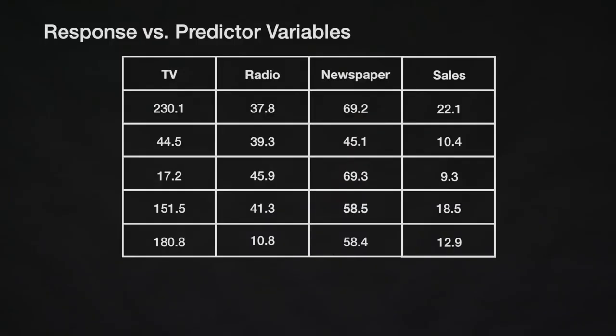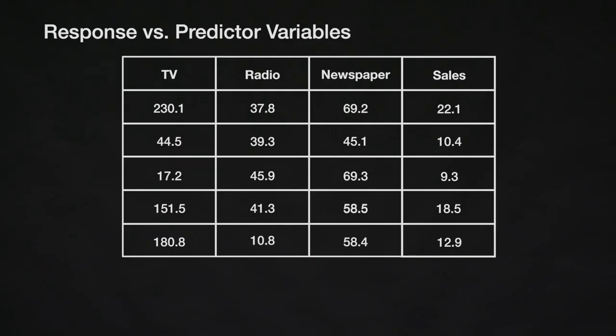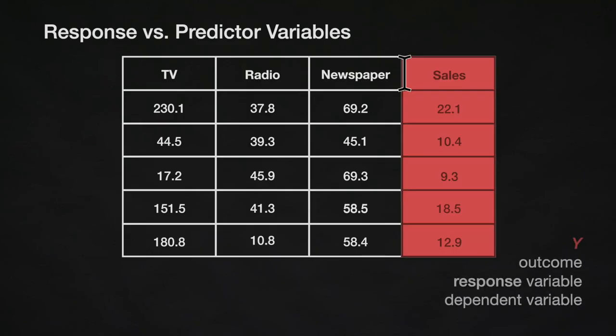So let's look back at our data. We have again the table with the 4 columns. Now we're going to agree on the nomenclature we're going to be using throughout the course so we all understand each other. First of all, the columns that we use to predict, we're going to call predictors, or features, or covariates, and we're going to use the mathematical symbol x for that. The variable we're trying to predict, we're going to call outcome, response variable, or dependent variable, and we're going to use the mathematical symbol y.